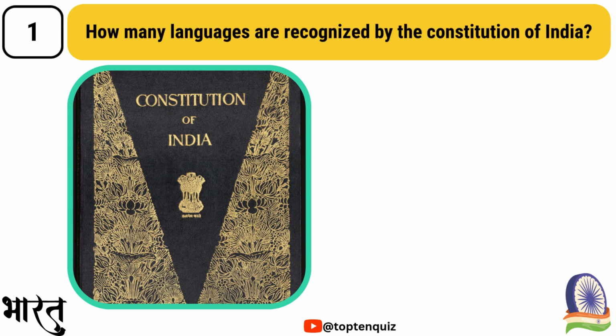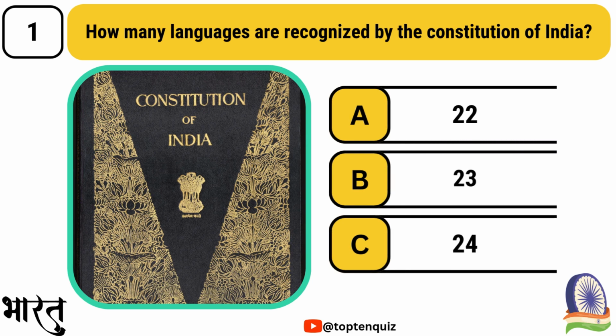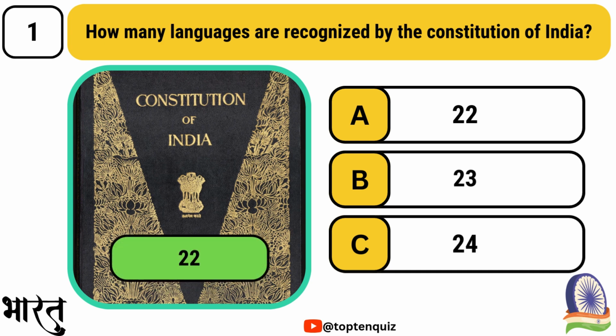How many languages are recognized by the Constitution of India? Option A 22, option B 23, option C 24. The answer is option A 22.